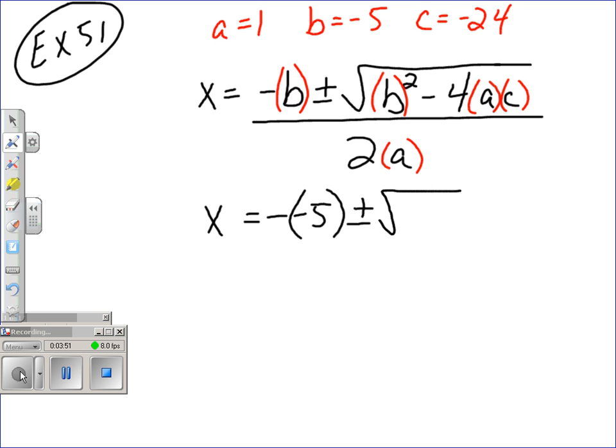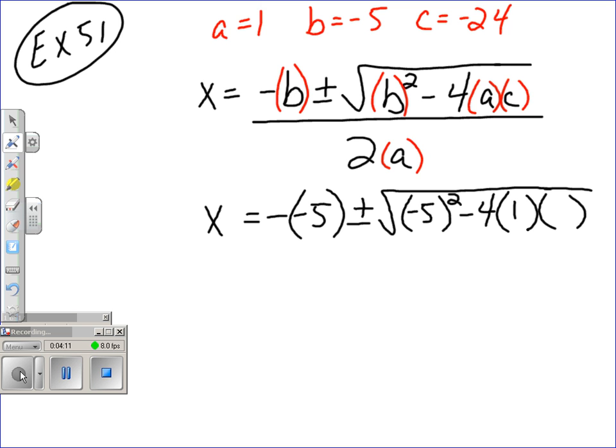I start my square root symbol. And in parentheses, I have my B, which is negative 5. And the formula says to square that, so I put a little square outside the parentheses, just like it is in the original formula. Minus 4, open parentheses, and I want to put an A in the first parentheses and a C in the second parentheses.